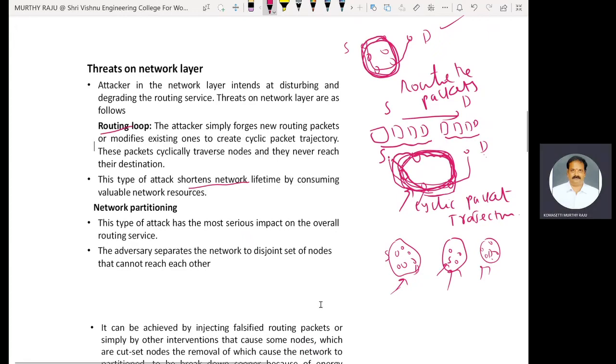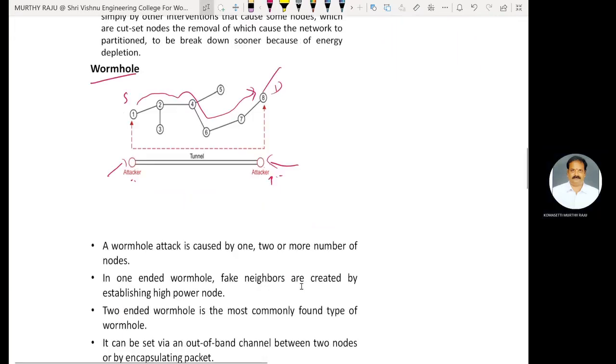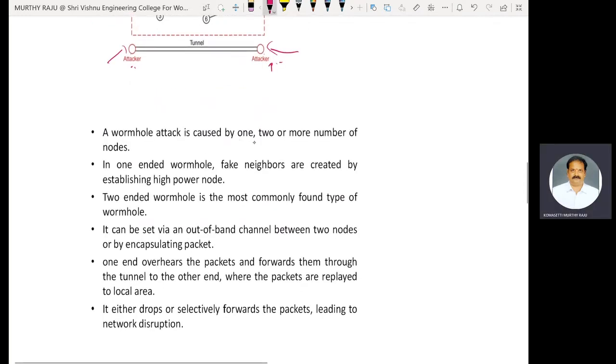A wormhole attack is an important attack at the network layer. A tunnel is created between the attacker nodes. Due to that tunnel only, the information is sent from one attacker node to another attacker node. A wormhole attack is caused by one, two, or more nodes. In one-ended wormhole, fake neighbors are created by establishing a high power node.